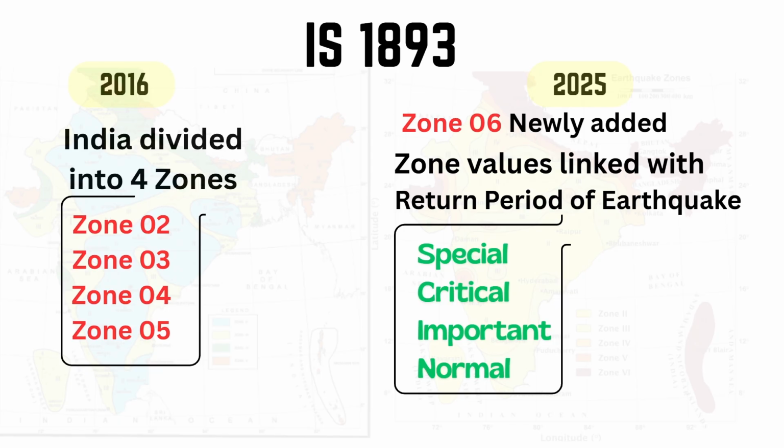the Indian map. Zone values are linked with the return period of the earthquake. In the previous 2016 code, there were no such linked values. In 2025, the return period is classified into special, critical, important, and normal. These are the building types for which the return period is determined.